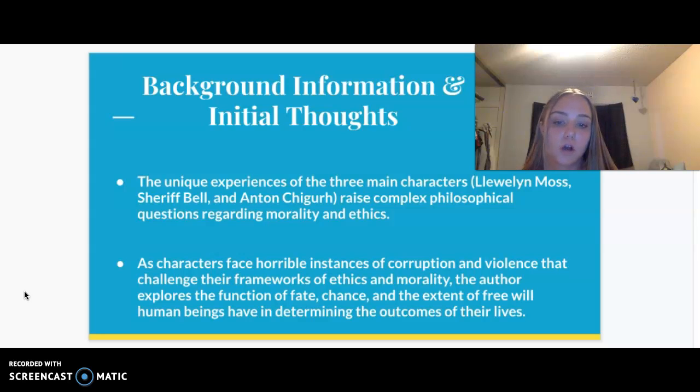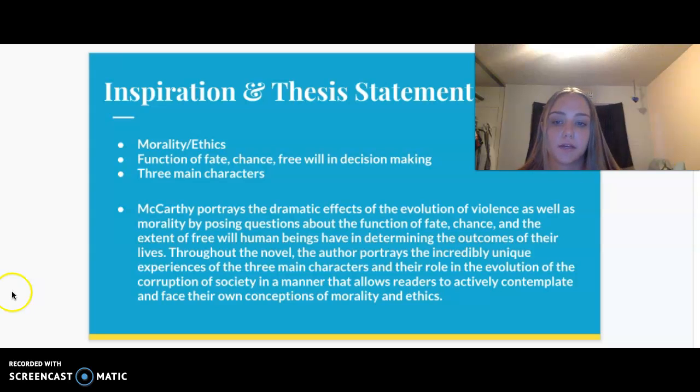Throughout the novel, I was drawn to the manner in which the author calls into question the distinction between right and wrong, while also demonstrating an unusual connection between chance and luck, along with free will and choice. The overarching themes of morality and ethics, fate, chance, and free will, as well as justice, were all extremely intriguing to me, but I was also interested in further examining the unique experiences between the three main characters in relation to these themes. My deep interest in these themes and the main three characters inspired me to construct a thesis that focuses on the complex philosophical questions of morality and ethics, as well as the exploration of the function of fate, chance, and free will in everyday life.